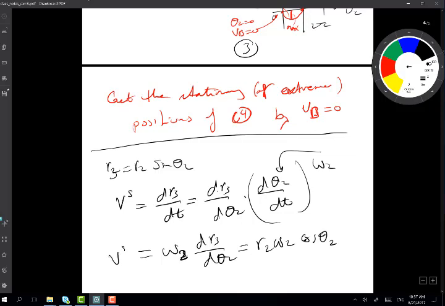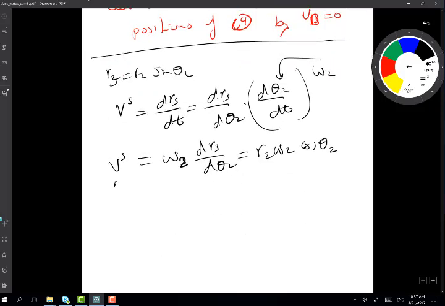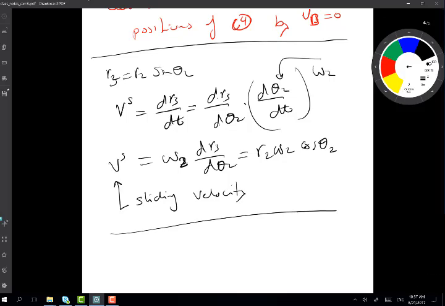This is the sliding velocity, right? That's sliding velocity. All right, and you can plot it also again at theta 2, and you'll be able to tell when you plot it where the slider is going to stop momentarily on link number 4. All right, this sort of information.